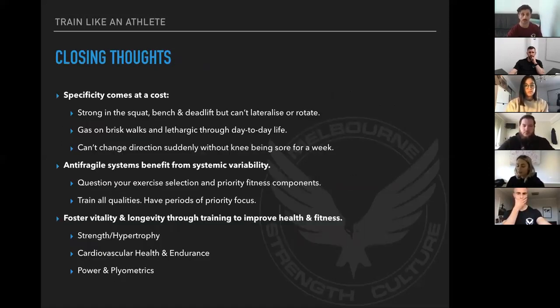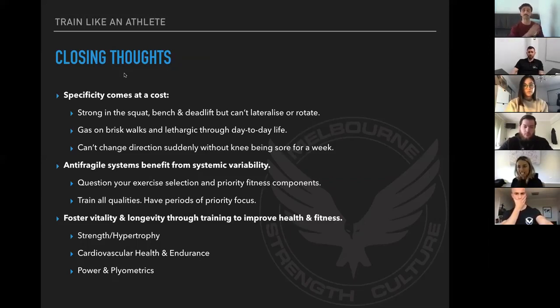All right, closing thoughts. Specificity comes at a cost. If you train one thing and one thing only, they're going to struggle elsewhere, and you're not doing your job to create an anti-fragile individual, someone that can deal with the stresses of day-to-day life. Right? Expose them to systemic variability.